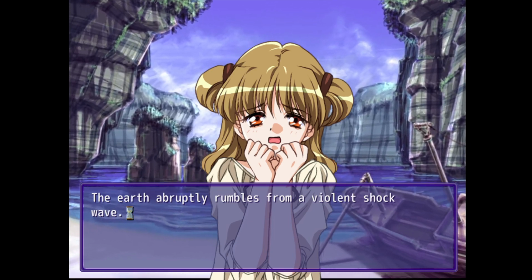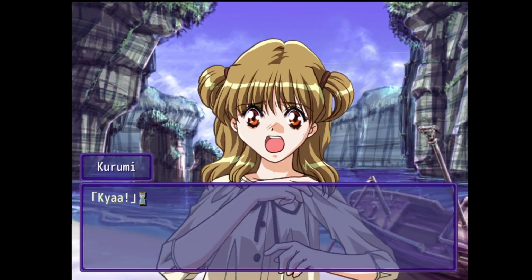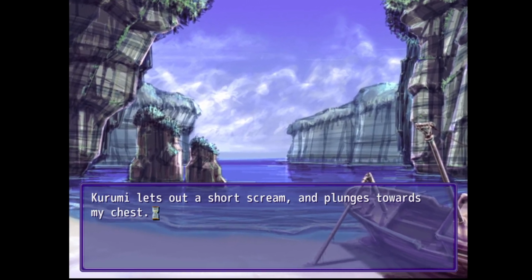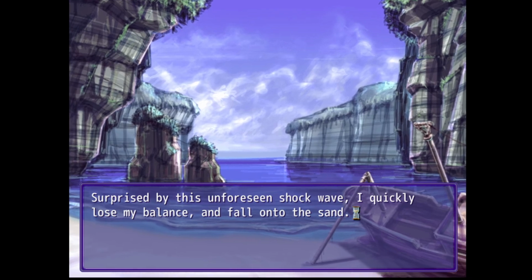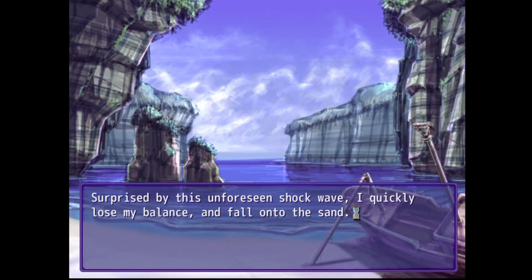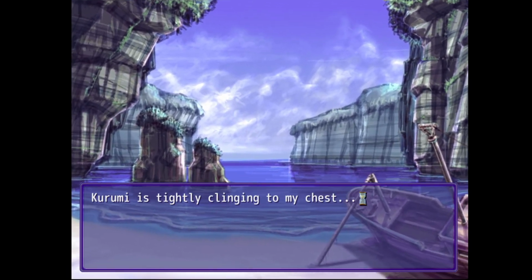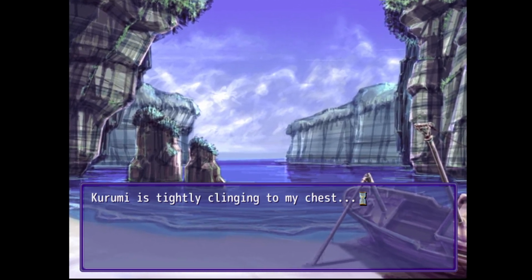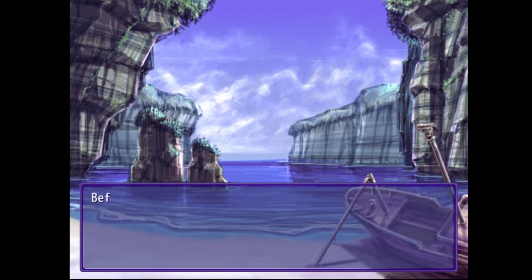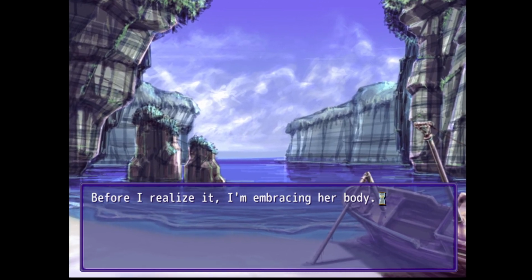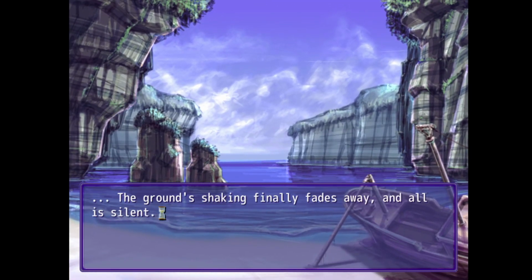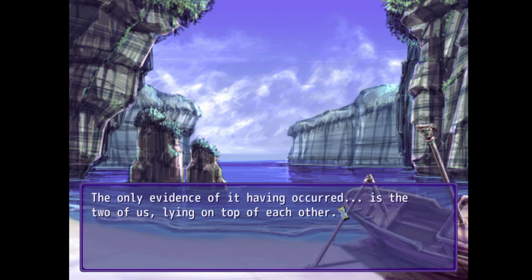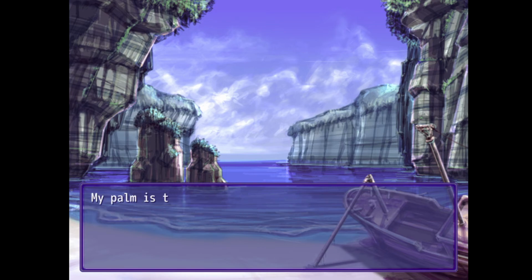The earth abruptly rumbles from a violent shockwave. Kurumi lets out a short scream and plunges towards my chest. Surprised by this unforeseen shockwave, I quickly lose my balance and fall into the sand. Kurumi clings to my chest, even though it's a prone position, nothing matters. The ground shaking finally fades away and all is silent. The only evidence of it having occurred is the two of us lying on top of each other.